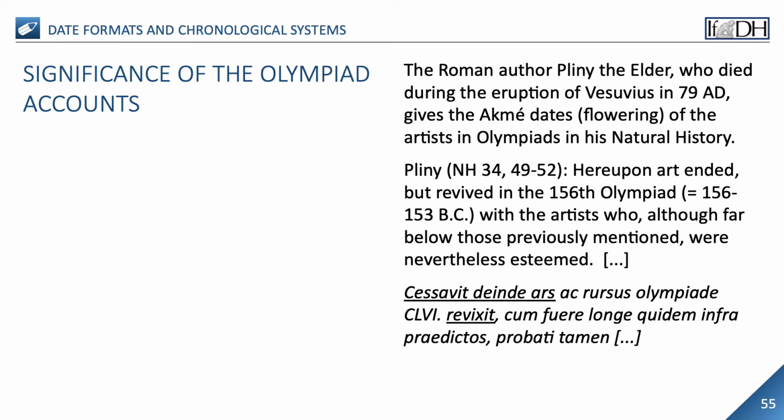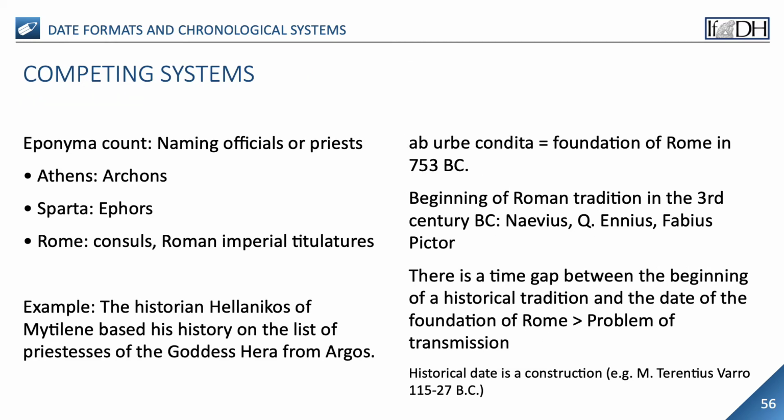But how would one model such a date? There are also competing systems. On the one hand, there is a so-called eponymous counting, that is, certain officials or priests gave their term of office their name. For example, in Athens, the years are named after the annually elected archons. In Sparta, after Ephors. In Rome, first after the consuls, and then after the titles of the Roman emperors. Or another example, the Greek historian Hellanikos of Mytilene based his historiography on the list of Hera priestesses from Argos.